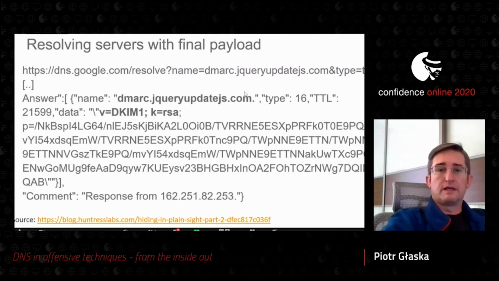So they ask about a TXT record. And you can see that it looks a little bit like a DKIM record, the record which is used to store signatures for email. And the key should be RSA. And here, theoretically, should be a base64-encoded key. But actually, it was not a key.